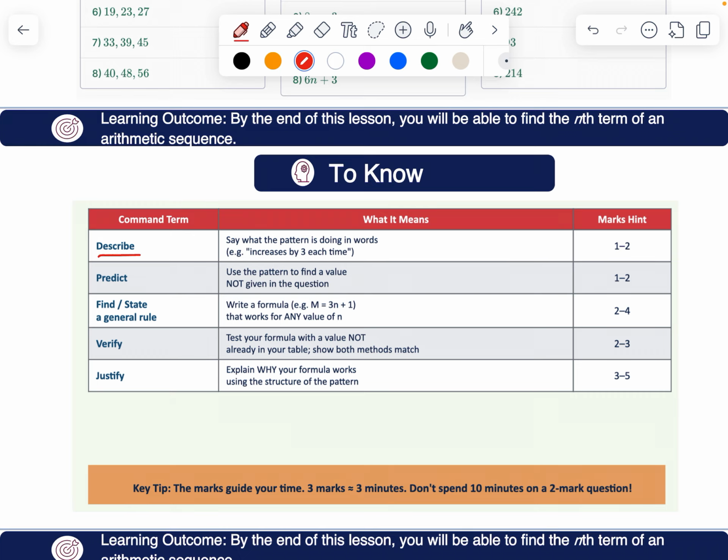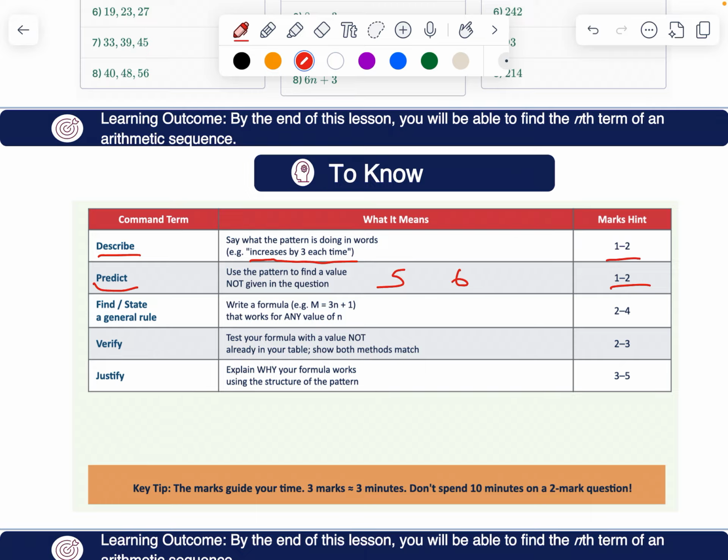The first one is describe. Usually it will ask you to describe the pattern. So what does it mean? For example, increase by 3 each time. It's usually worth about 1 to 2 marks. They will always ask you to predict. It's most likely in a table, and they will just say, what are the next numbers? Usually 4, 5 and 6, again between 1 and 2 marks.